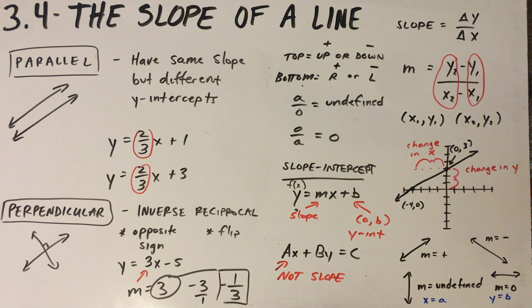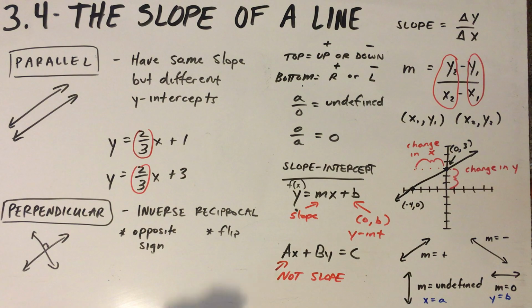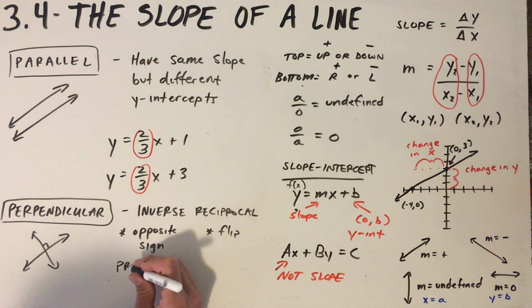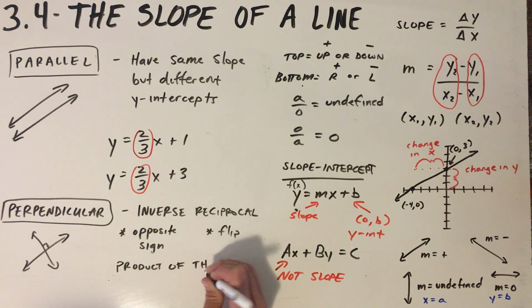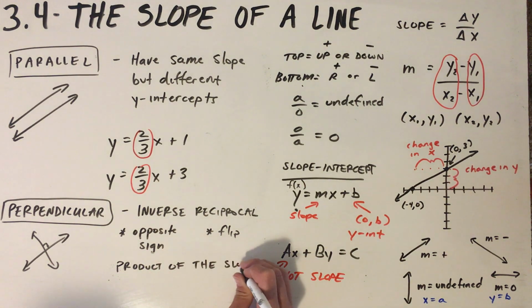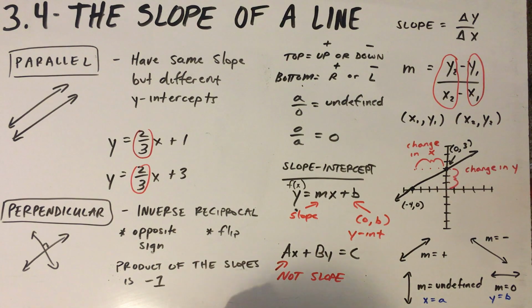Okay, so if you were given... Oh, my math lab says this in a really weird way. My math lab says that the product of the slopes is -1. Remember that product just means multiply.